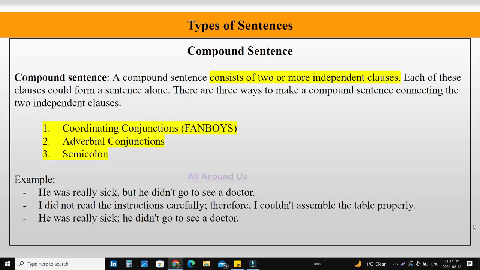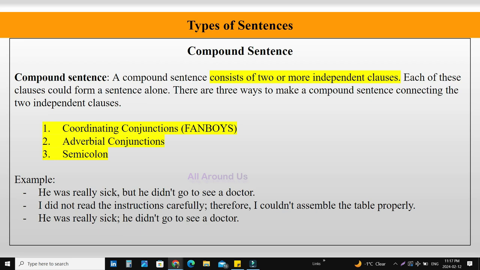Compound sentence. What is a compound sentence? A compound sentence consists of two or more independent clauses. Each of these clauses could form a sentence alone. There are three ways to make a compound sentence by connecting the two independent clauses: coordinating conjunction, adverbial conjunction, and semicolon.